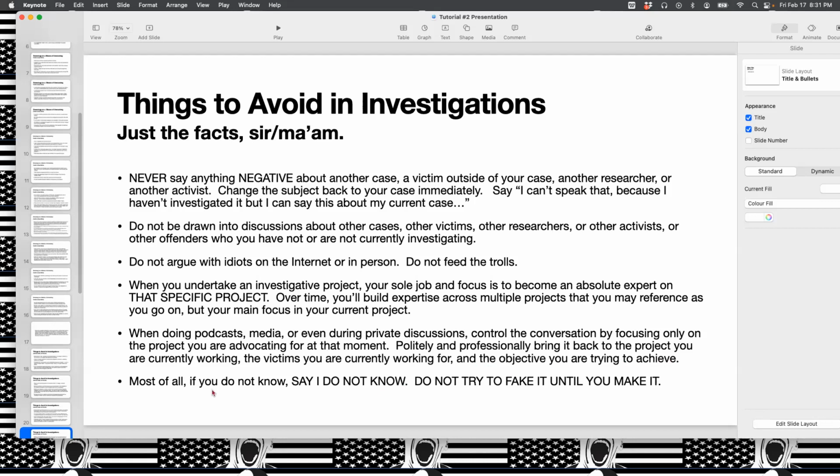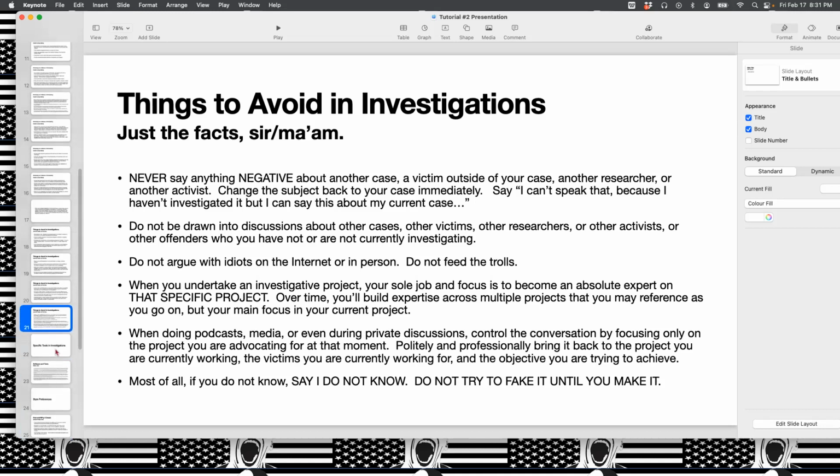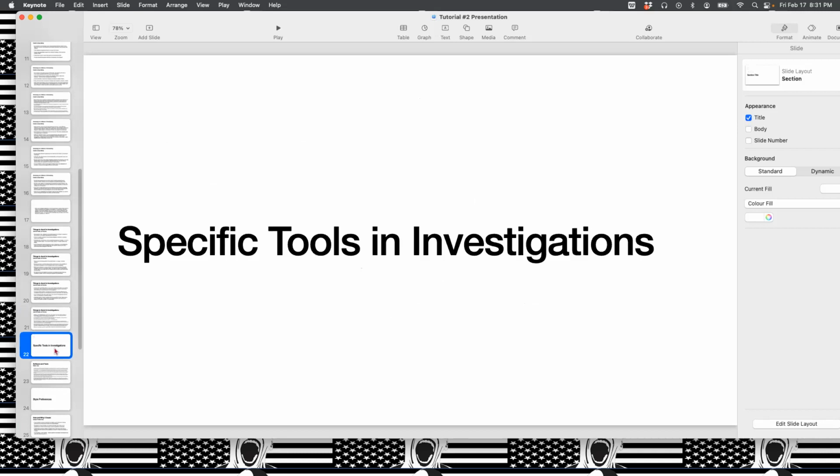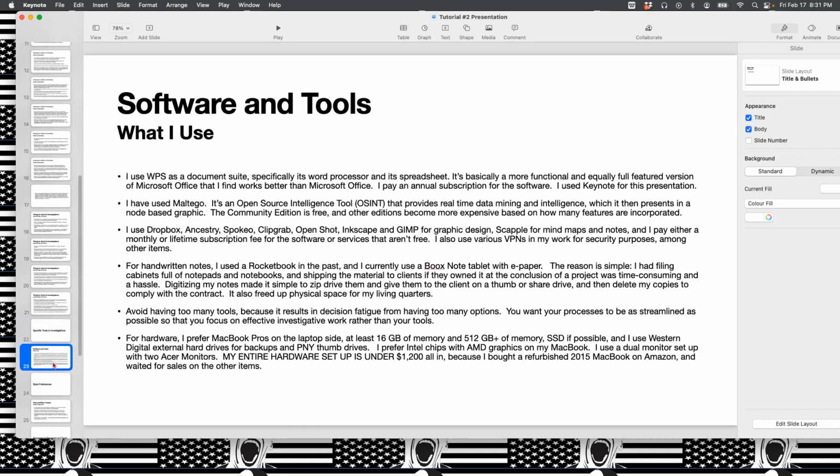And most of all, this is one of the most important things in this presentation. If you do not know, say, I do not know. Do not try to fake it until you make it because you will get busted. The smartest people know how to say four words. I don't know. And the thing that you should follow up with, I don't know, but I'll do my best to find out or to get you an answer. Right. But don't lie.